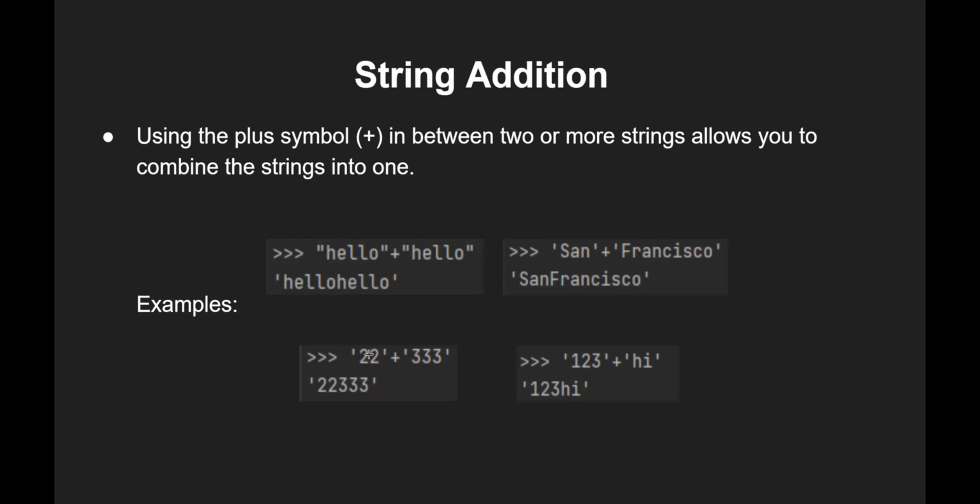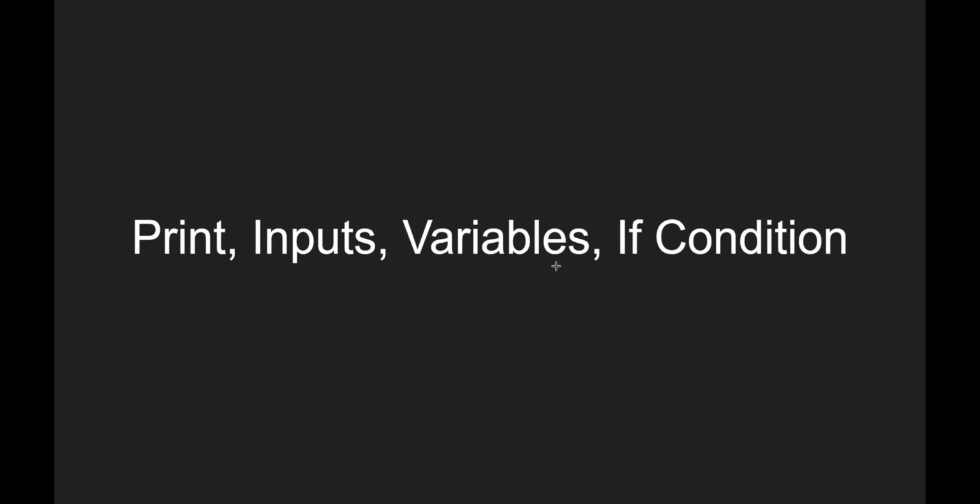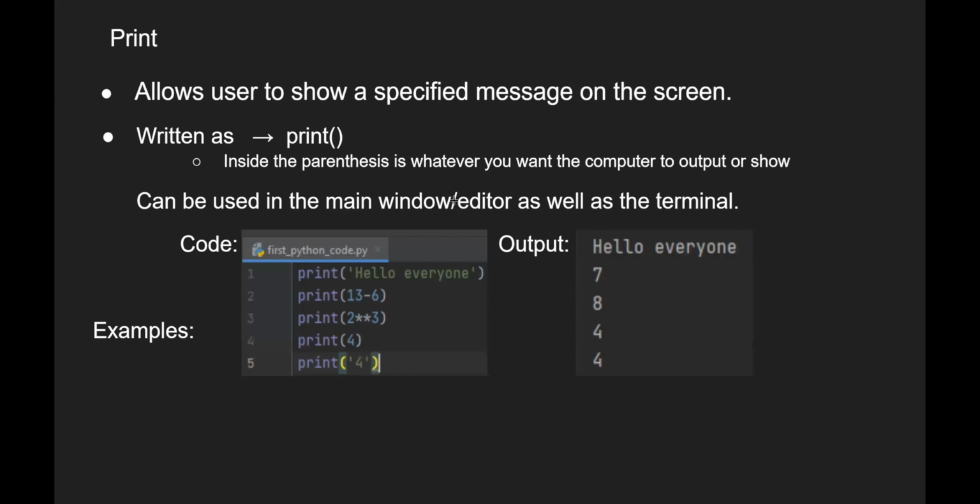And then like 22 plus 333, you get 22333 as a string. You can also multiply a string. It repeats that string however many times you want it to be repeated. But you can only multiply it by an integer. So if you did hello times 3, you'll get hello, hello, hello. 4 times 3, you get 4, 4, 4, and so on. Then the print, we just went over that.